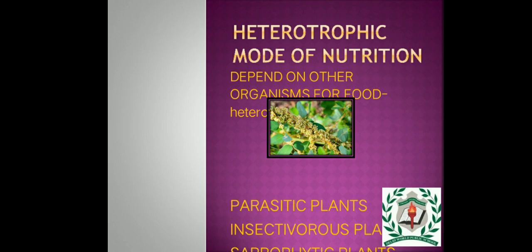So what is a heterotrophic mode of nutrition? It cannot prepare its own food. Even humans cannot prepare their own food, as they cannot carry out photosynthesis. The animals, including humans, and the plants that cannot carry out photosynthesis are heterotrophs. Monotropa and Cuscuta are examples of heterotrophic plants. The heterotrophic plants we are going to discuss now are parasitic plants, insectivorous plants, saprophytic plants and symbiotic plants. Let's have a detailed discussion of all.